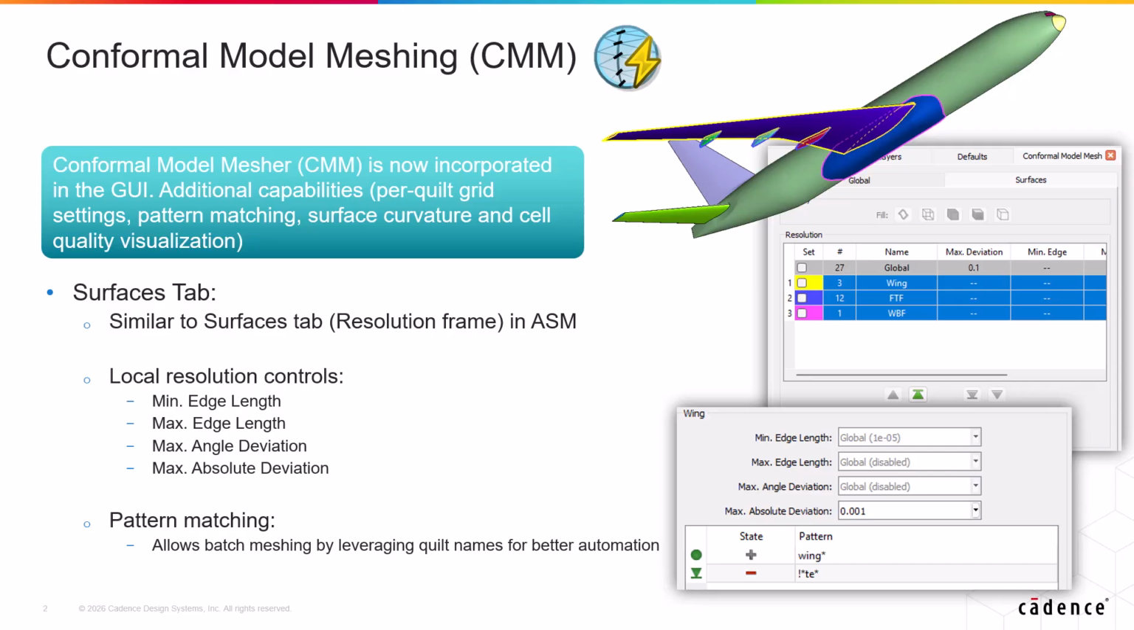Another powerful capability is pattern matching. Instead of manually selecting individual quilts, we can use quilt name patterns to automatically assign quilts to resolution filters, making the workflow easier to automate and reuse. Let's see how this works with an example.